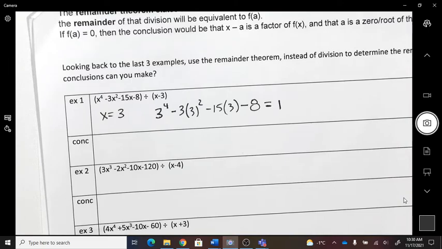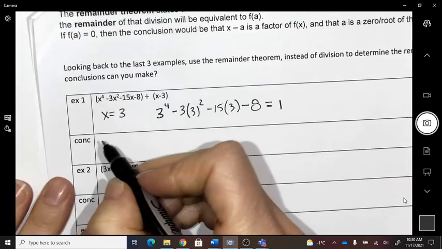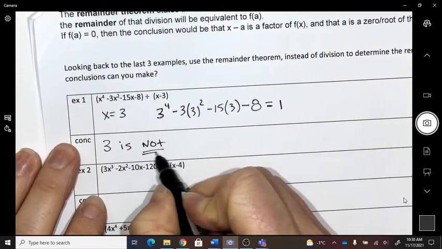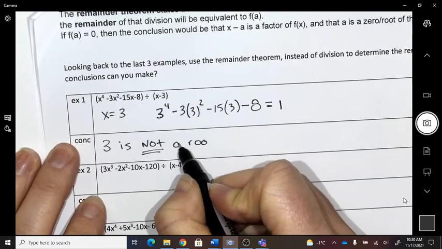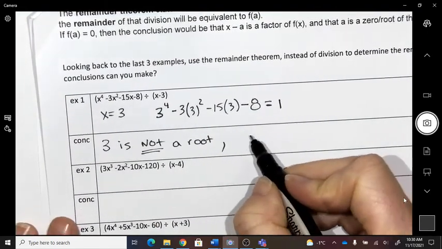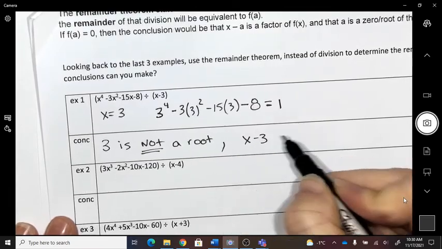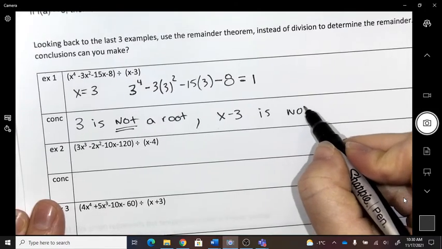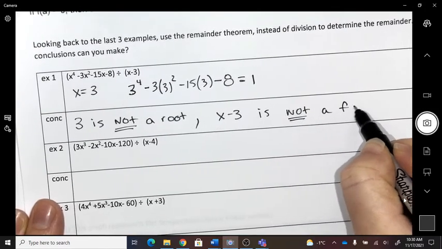Okay, anybody 1? 1 was good? Okay, so what do I know? 3 is not a root. It's not a root. What else do I know? I know that x minus 3 is not a factor.